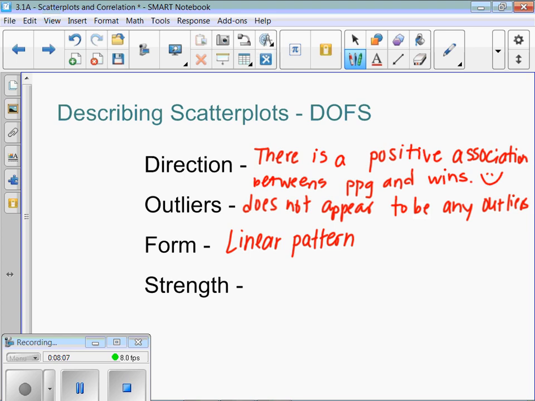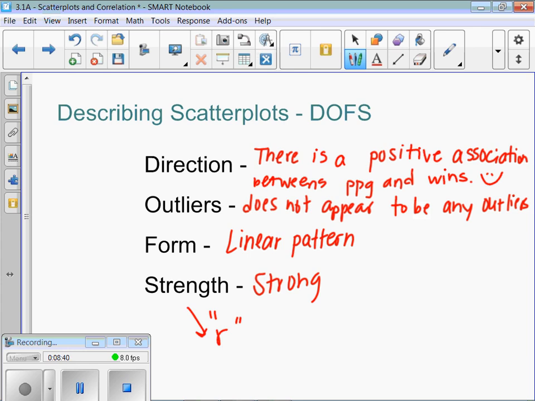And then strength is how strong or how linear is it? This one I would say is fairly strong. If you remember the R value, that will tell us how strong it is. The closer it is to 1 or -1, the more linear it is. But we'll do that later. For now, you can just say it follows a pretty strong linear pattern. The more spread out, obviously, the less linear it is. And eventually you will use the R value to talk about how strong it is.